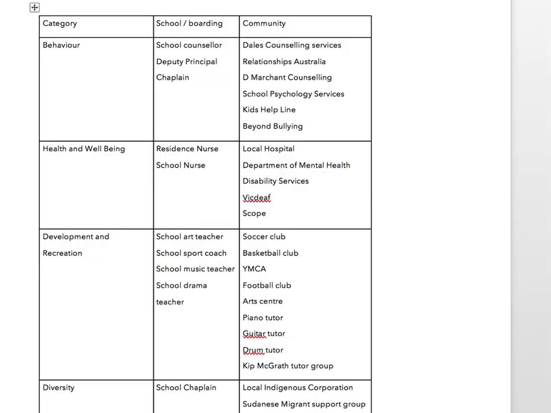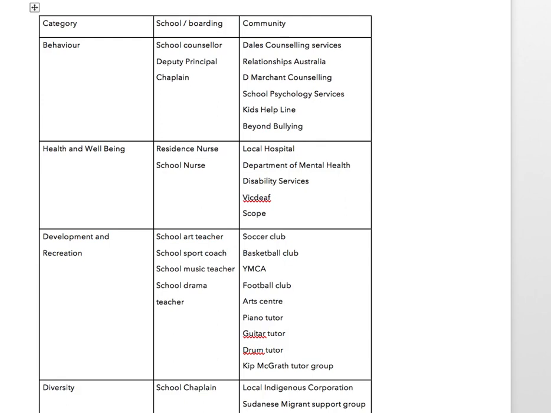And so here's Mitford's network, and you can see that they've divided them into 4 categories: behaviour, health and well-being, development and recreation, and diversity. So when you do your networking structure or how you're going to identify your network, you might do it quite differently. Of course, this is like a bare bones outline. Normally you would have a person's name in there, their contact details, their email, their phone number, all of those sort of things. And these days, of course, you might have it in a digital format so that you can easily access them and phone them or contact them.